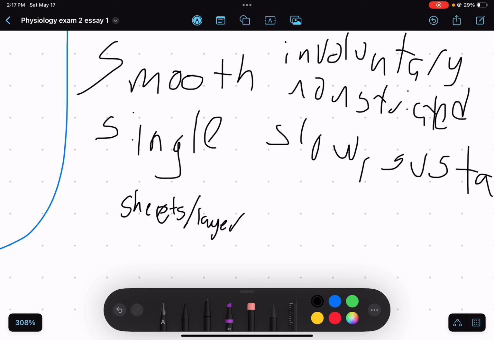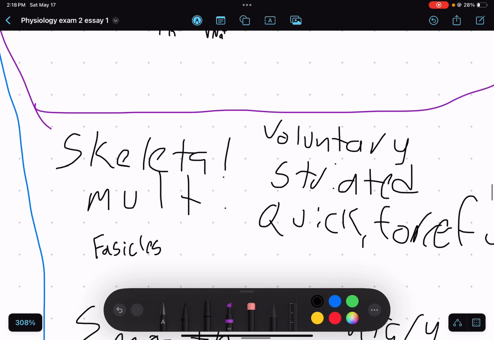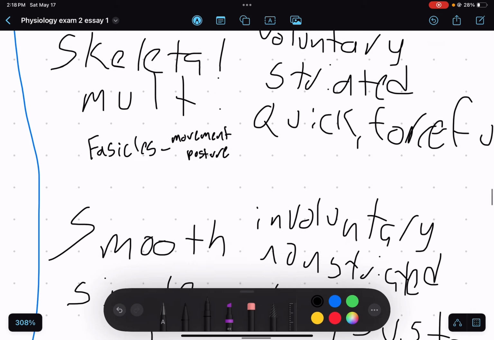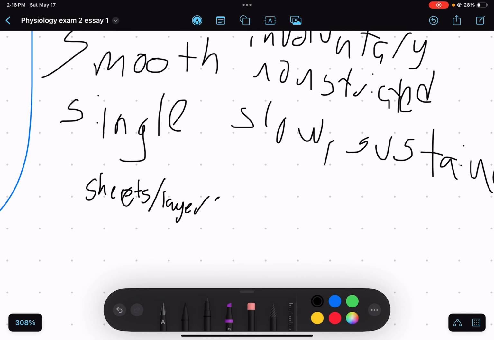Along with their functional differences that we talked a little bit about, skeletal muscle can fatigue with prolonged use, while smooth muscle takes longer to fatigue. And skeletal muscle is very much for movement, posture, and producing heat, while your smooth muscle is going to be for the moving of substances just throughout your body.